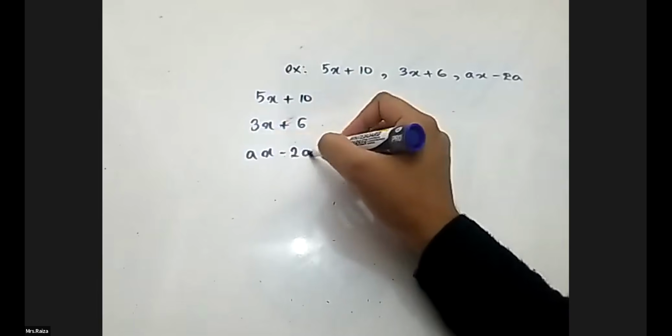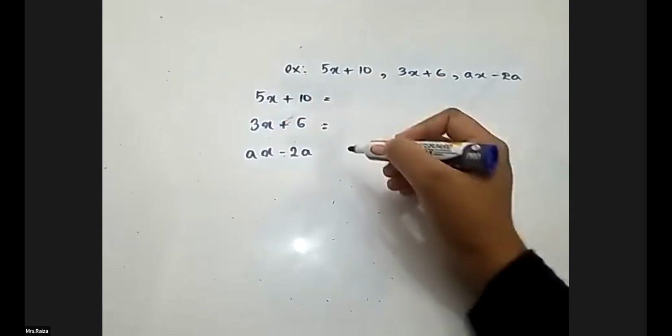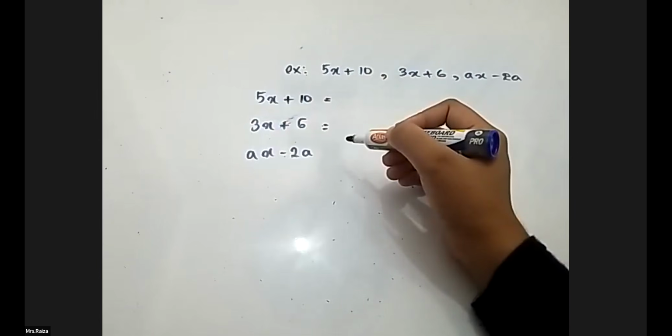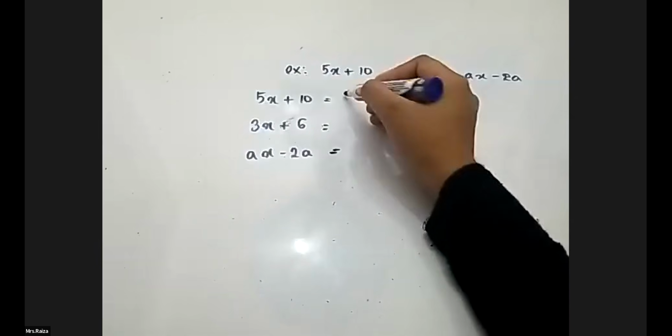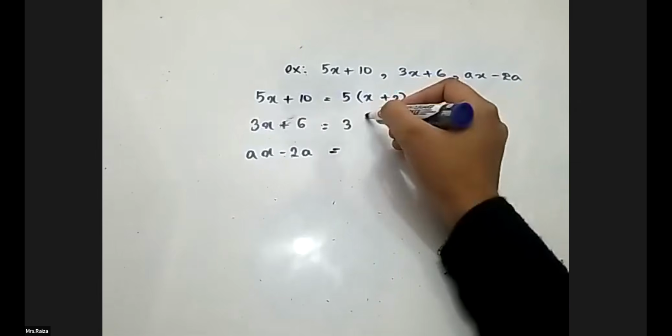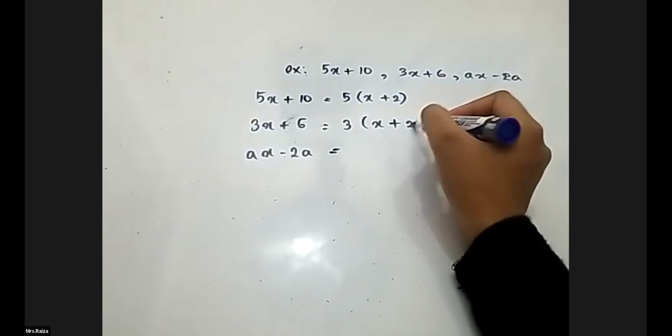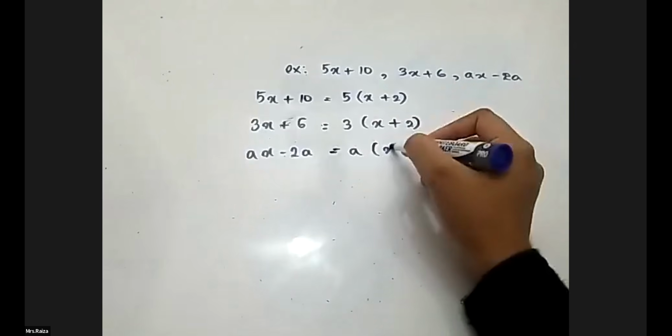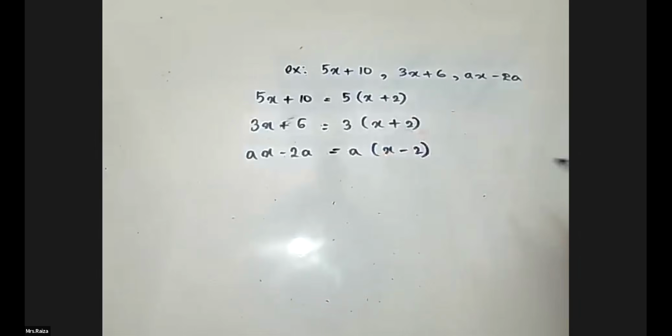Now we are going to expand. Okay, 5 into x plus 2, 3 into x plus 2, a into x minus 2. I took the common term out.